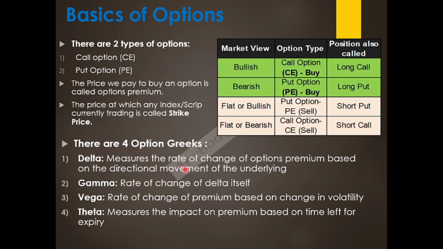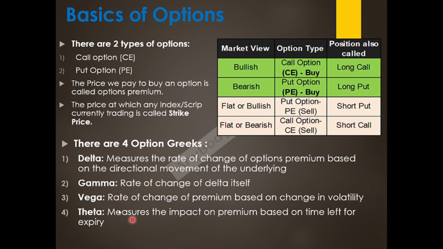I will explain again once I explain the option Greeks, and also on the option chain, how you can see this delta value and other details. The next option Greek is gamma, which is the rate of change of delta itself. Gamma is majorly used by option sellers. Vega is the rate of change of premium based on change in volatility. Vega defines the volatility of an option and is again for option sellers. If the Vega is higher, it is not good for an option seller, and if the Vega is low, it is good for an option seller.